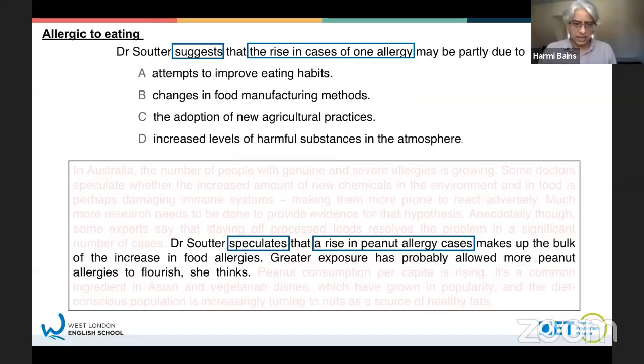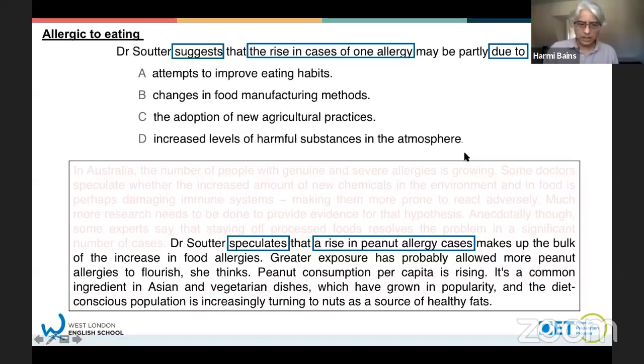If you go on reading here, the writer talks about peanut allergies. This is what the writer is talking about. It says greater exposure has probably allowed more peanut allergies to flourish. Again, peanut allergies which flourish, an important vocabulary there. When something flourishes, it kind of blossoms, it grows. So peanut allergies are on the rise. But we also need to think, well, why? And you can see the word due to. So why? That's really what the question is asking you. Why are peanut allergies increasing? And that's what I mean. If you can really understand the question, and understand what they're asking of you, it makes your life easier. So it's just so important to read the question carefully.